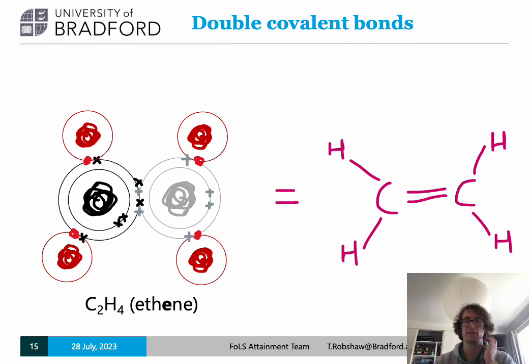Notice how the carbons still have four covalent bonds coming off them in total. Two singles and one double. In organic chemistry drawing, we represent the double bond with two lines close together as shown.